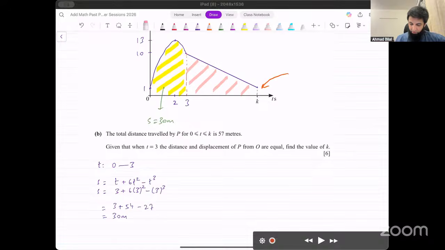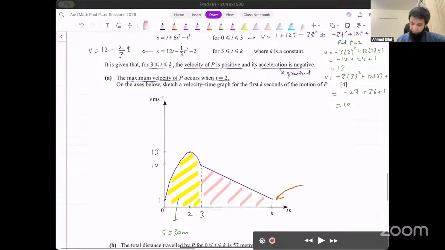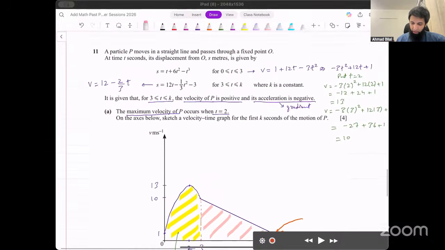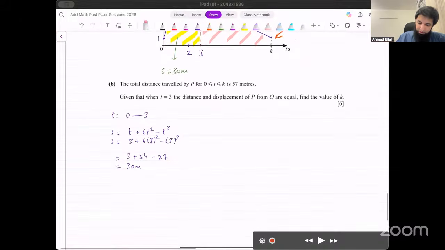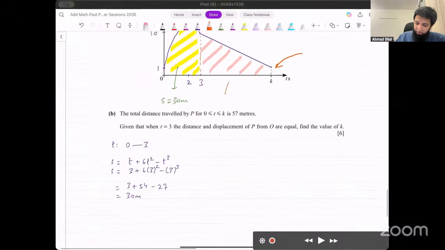They have given the total distance traveled, that is 57 meters. So the area of this part has to be 57. That's what we know. Did they give us any other information? They just told us acceleration is negative. Okay, let's just try. Let's find the area of that trapezium.